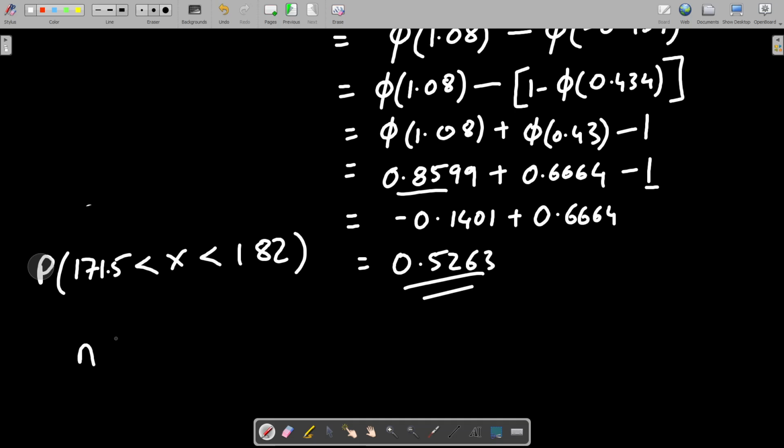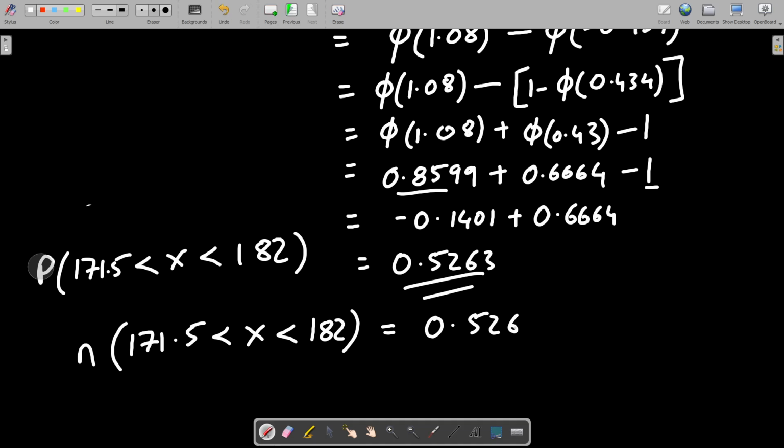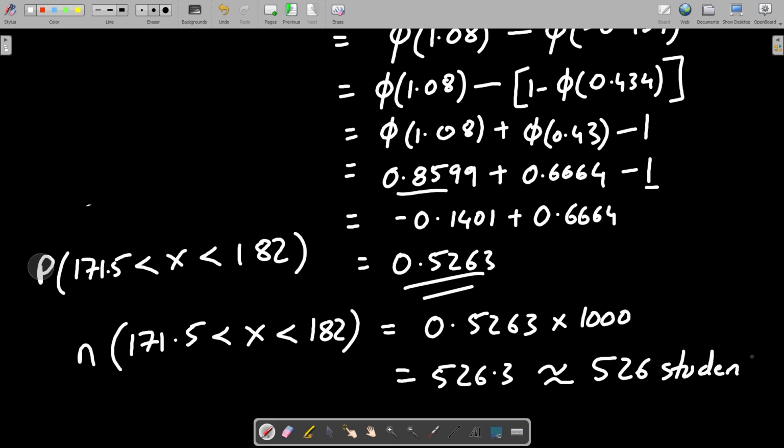Okay, so the number of students who are lying between this range, 171.5 to 182, is going to be equal to 0.5263 into 1000. So this turns out to be equal to 526.3, which is approximately equal to 526. Okay, so 526 students have heights between this range.